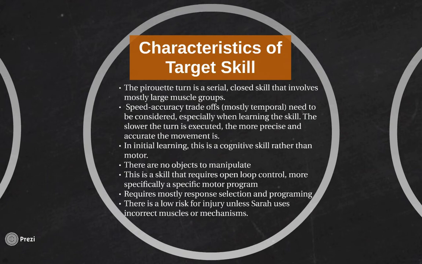Initially this is a cognitive skill rather than a motor skill. Later on it's going to become a motor skill because we are going to be focusing on that quality of the turn. But right now initially we're just working on the cognitive, what is the skill, how can I execute the skill precisely. Because this is just dance and a body, there's no manipulation of objects. We don't have to focus on a ball or a bat or anything like that.